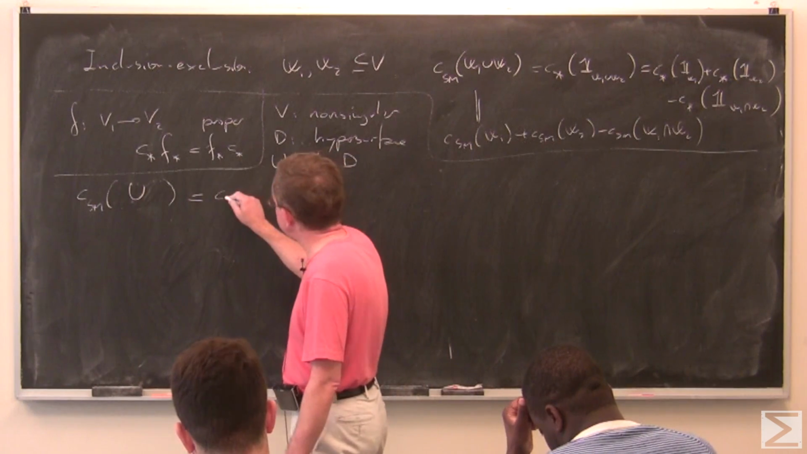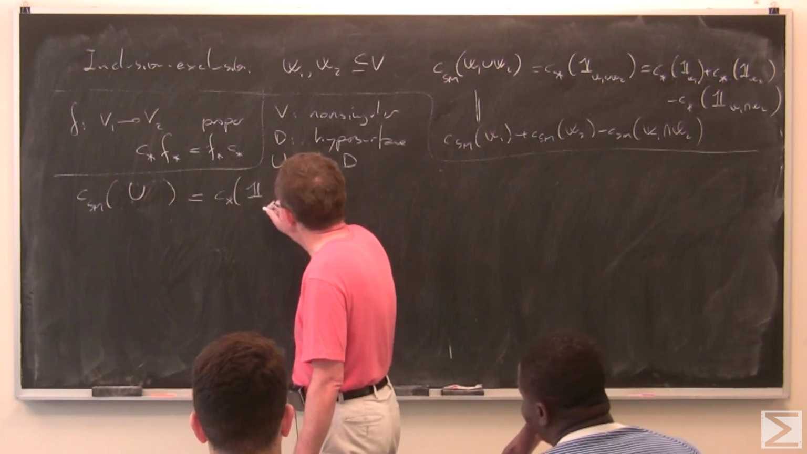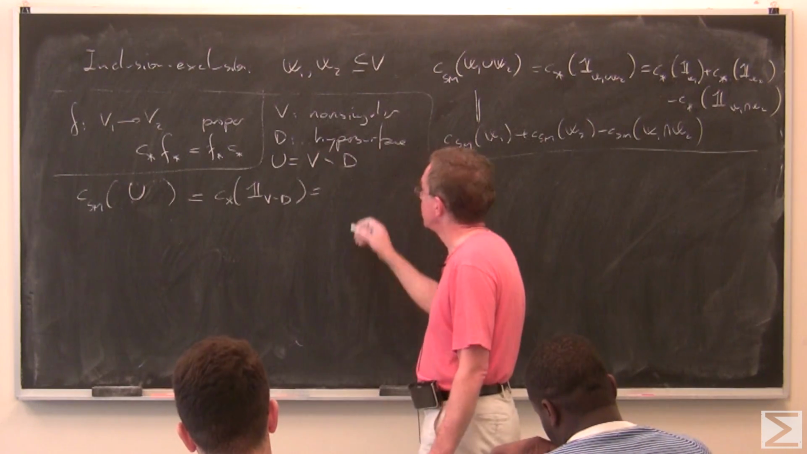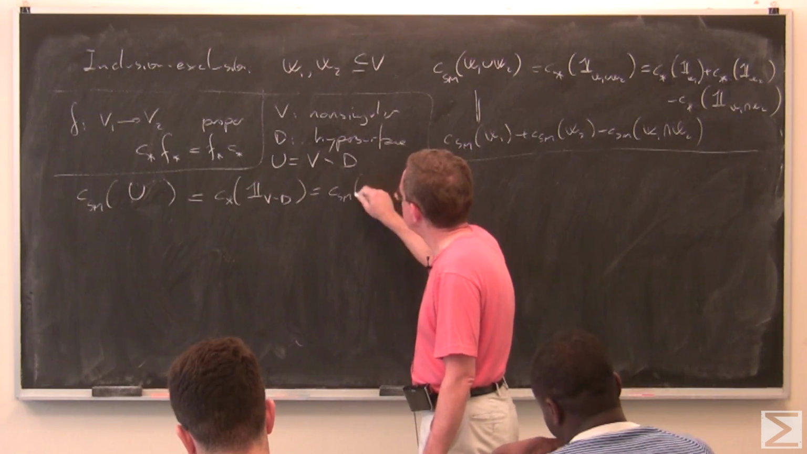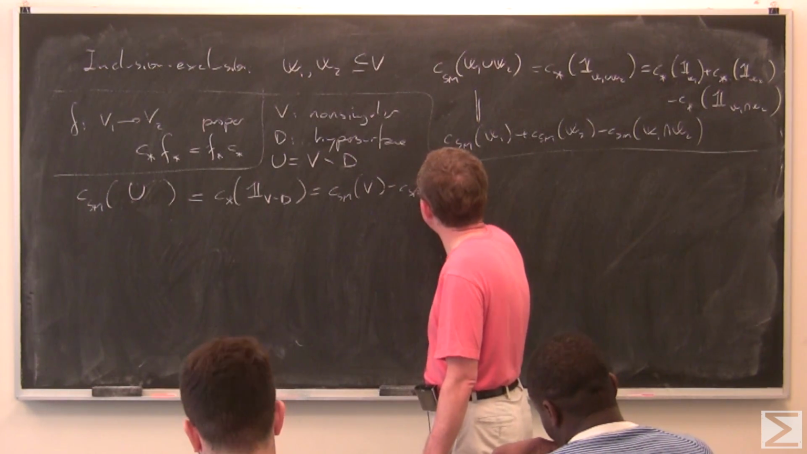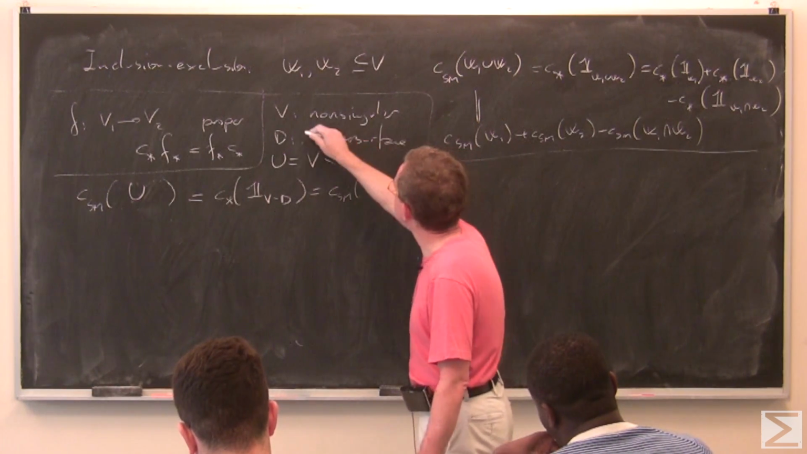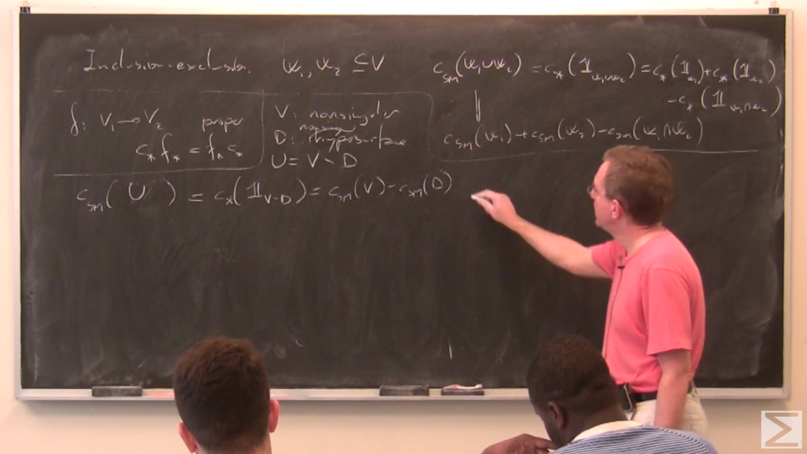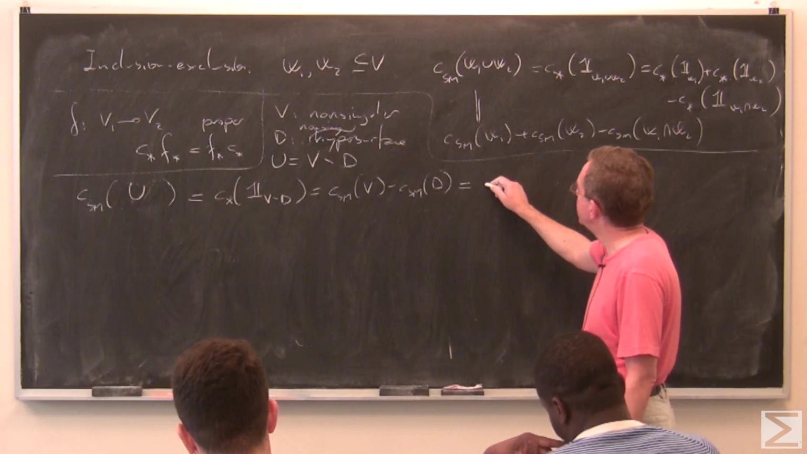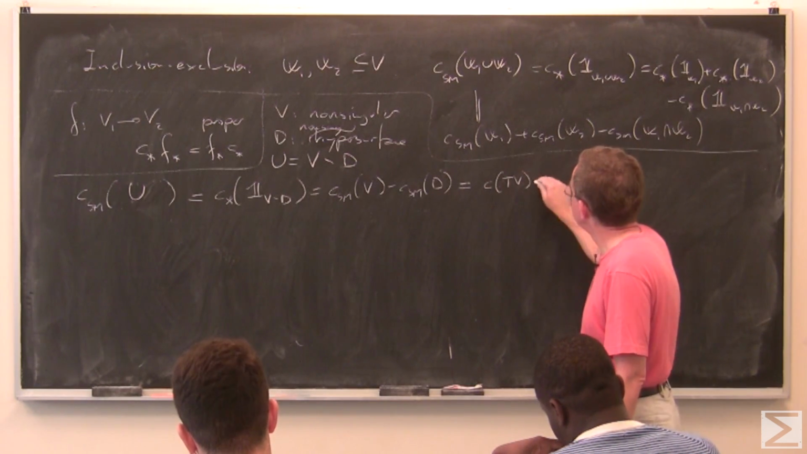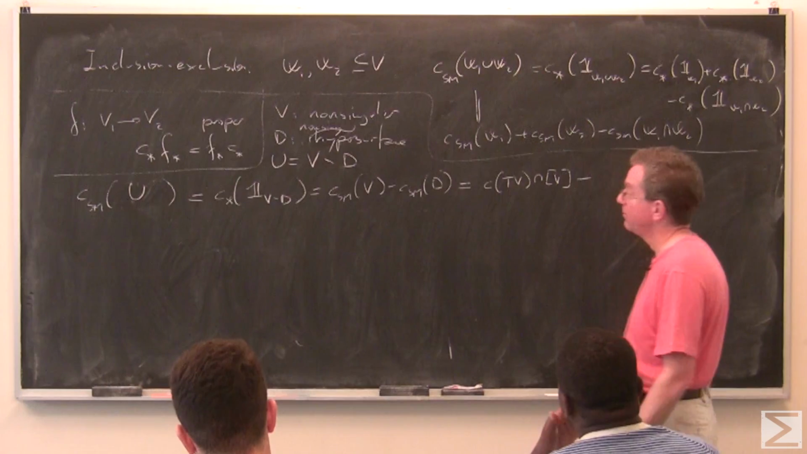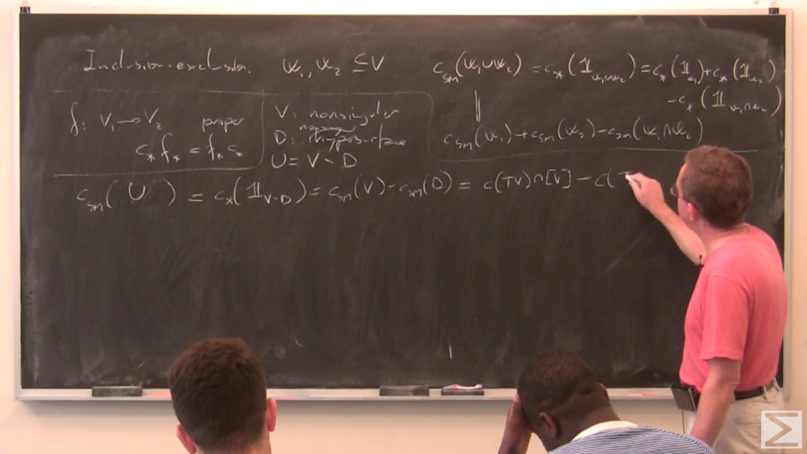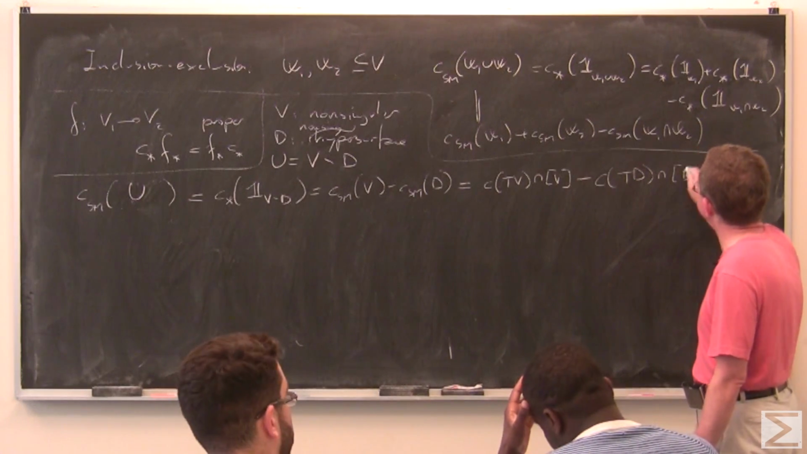What is this? This is V minus D. So it is really CSM of V minus CSM of D. Oops, I want my divisor to be non-singular as well. By normalization, I know what CSM of V is. It's c of TV cap [V]. By the same normalization, I know what CSM of D is. It's c of TD cap [D].